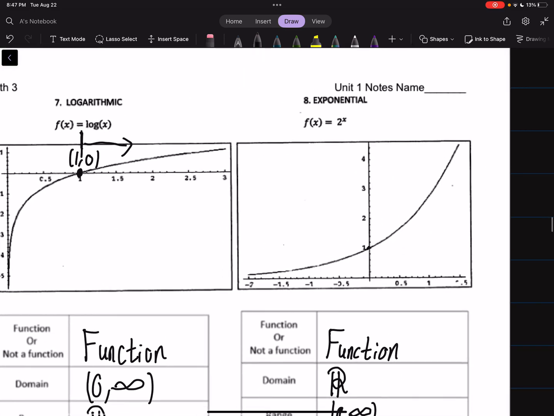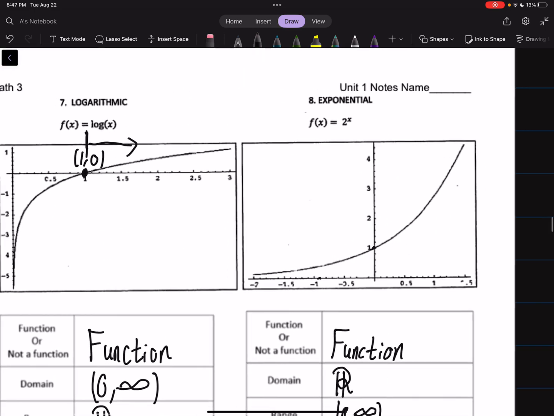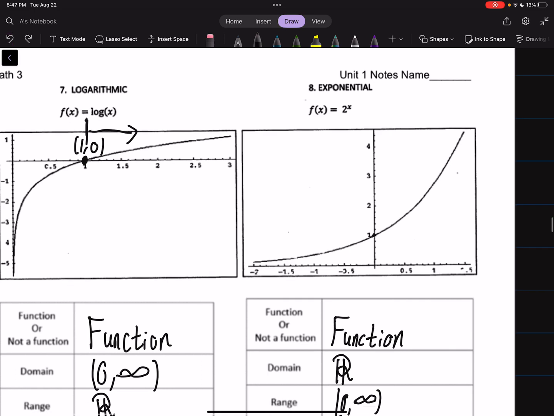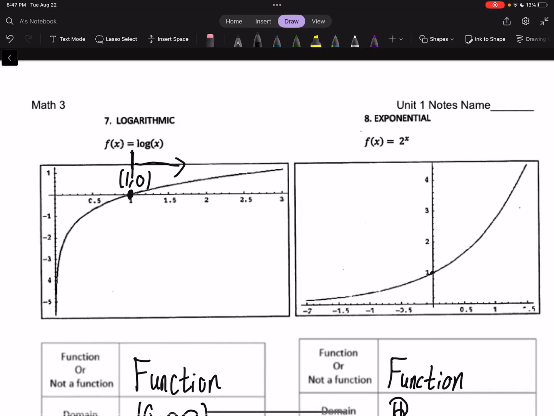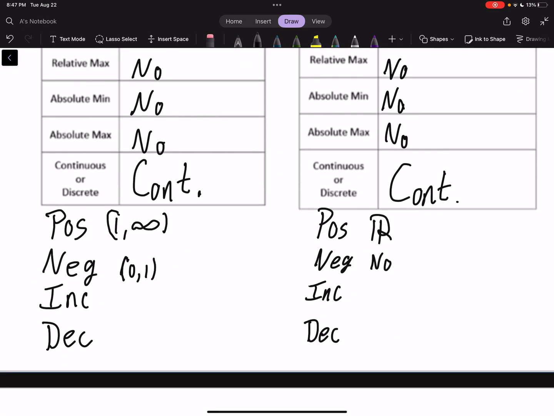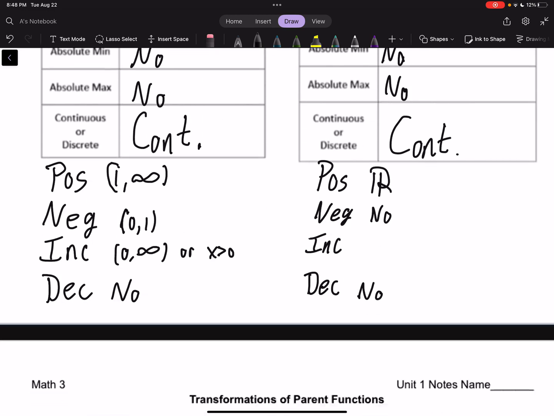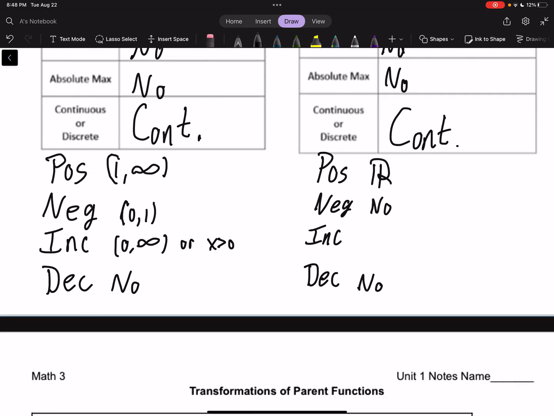Exponential is positive through the entire domain, because remember, it never reaches that x-axis for 0. Okay? So, it is positive for all real numbers in your domain. Increasing is through the entire domain, so from 0 to infinity, or, again, x greater than 0. It's not decreasing. Exponential, increasing through the entire thing. So, all real numbers.